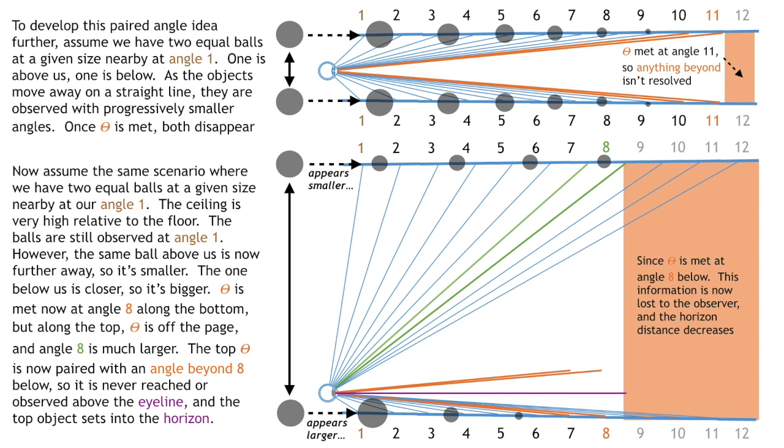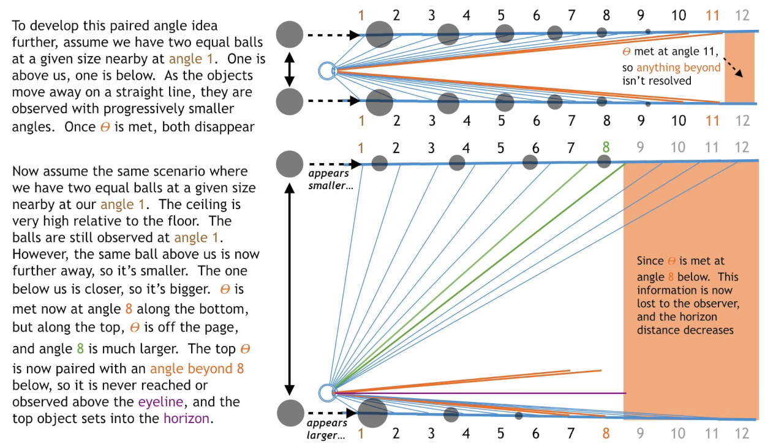Theta is met now at angle 8, let's say, along the bottom, because we compress those lower visual angles. But along the top, theta is off the page, and angle 8 is much larger. So our angle 8 along the top is much bigger in comparison to angle 8 along the bottom. If we try to find what angle theta would correspond to along the top, it's off the page. It would be in the hundreds, possibly.